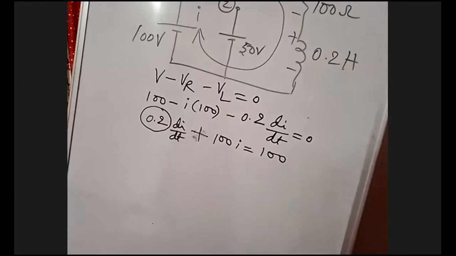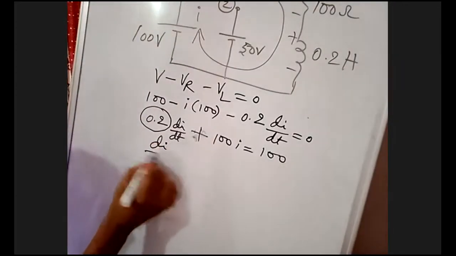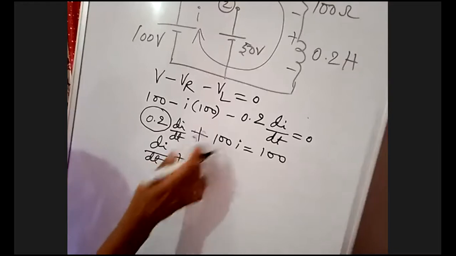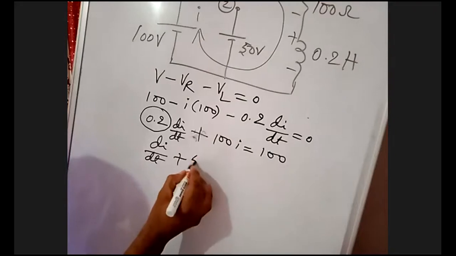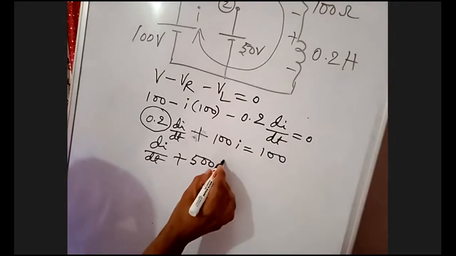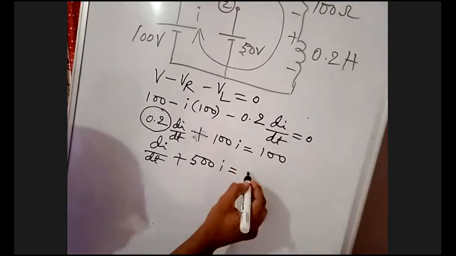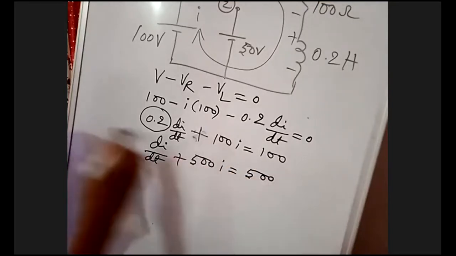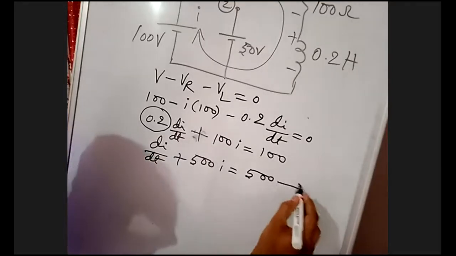Now see here, divide the entire equation with 0.2. What is 100 by 0.2? 500. 100 by 0.2 is 500. Divide the entire equation with 0.2. Now the coefficient of di by dt is 1. Let it be equation 1.